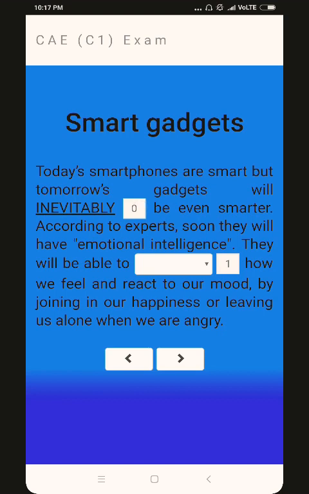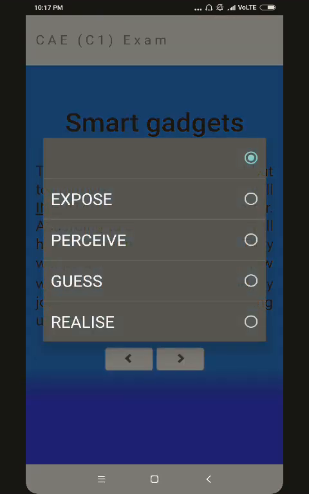You can see at 0 over here: Today's smartphones are smart, but tomorrow's gadgets will be even smarter according to experts. This is the answer already provided to you. Soon they'll have emotional intelligence. They will be able to... Now I'll click on the arrow and let's see.